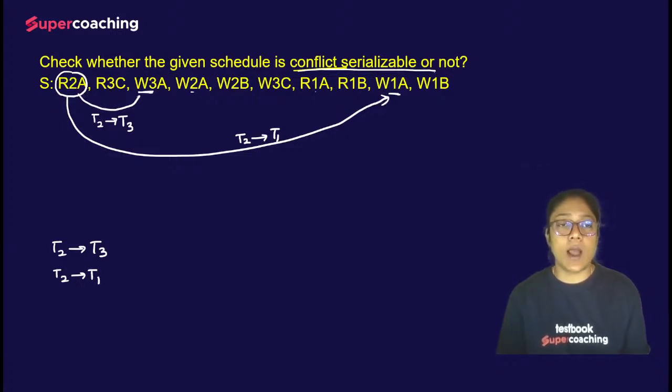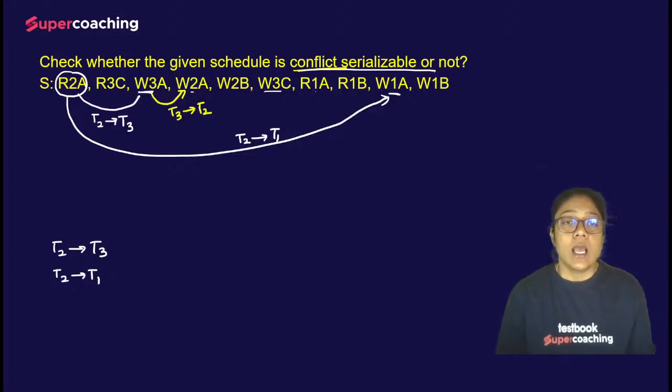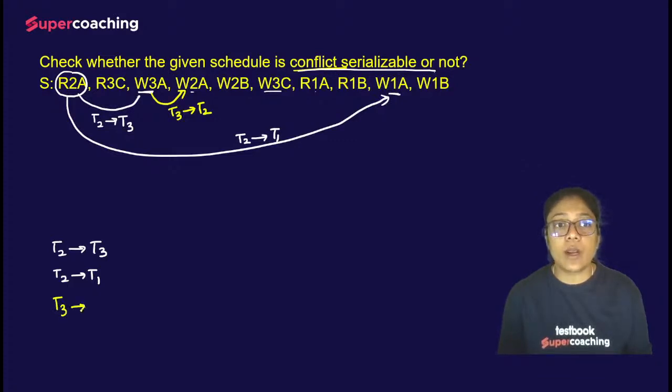Check for the next one. It's performing a read operation on data item C. Now we want the write operation on data item C, but this is in the same transaction, so not forming a conflict pair. And after that, there is no write operation on data item C. That means R3 of C is not forming any conflict pair. Then W3 of A, write operation on data item A. So now we want a read or write operation. So this is giving T3 to T2. Okay, and we can just stop here because here we are coming out with one more conflict pair.